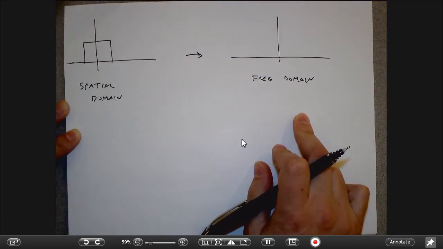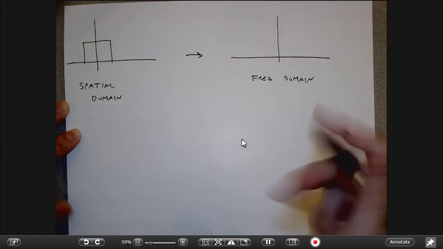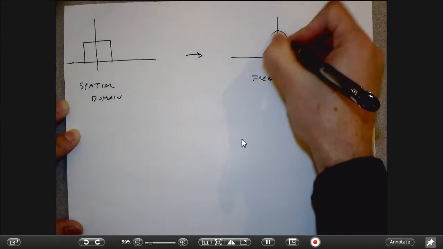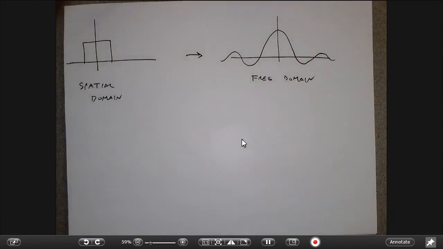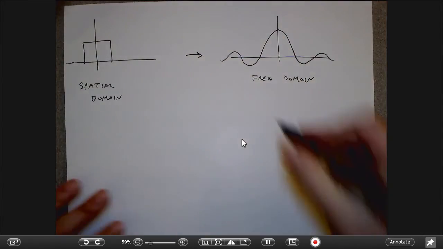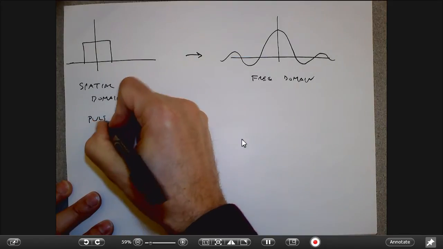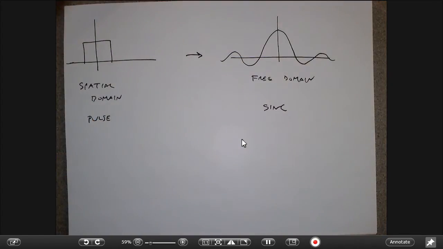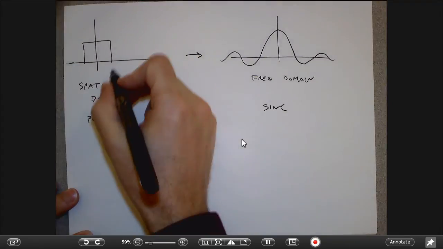So what do we get when we take a pulse in one world and convert it to the other world? Sinc function, right? So in general, we know that a pulse in one world corresponds to a sinc in the other world, right? Now, it turns out that this is not exactly true for digital signal processing with finite length signals, right?